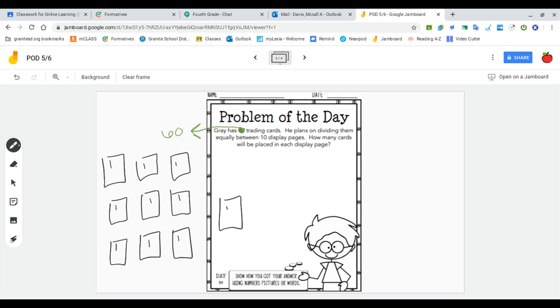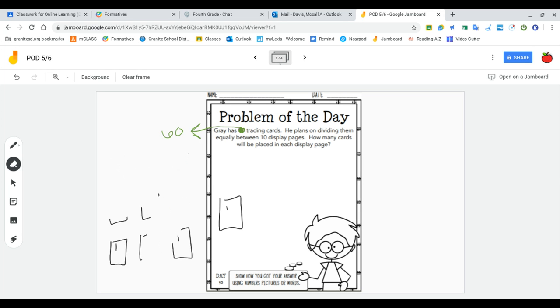And so there was the first round and I got 10 because there's 10 pages. And I would keep going until I got to 60. But that's really time consuming, and that's not very realistic when there are more efficient ways to do it. So let's use multiplication and division to help us sort this out.